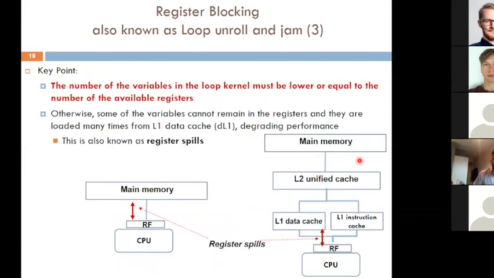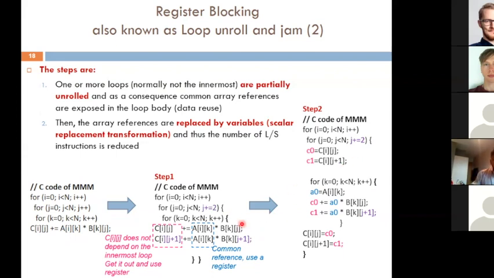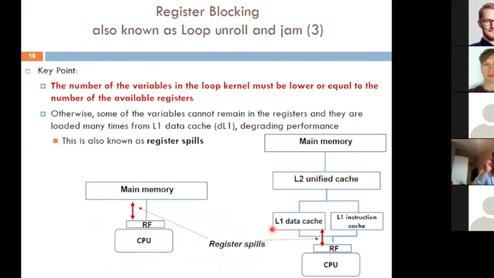Another key point I want to mention: we have used a factor of 2, but we could use a factor of 4, for example. But in this case, we are going to get more variables, and the register pressure is going to go high. That's why in this slide I'm highlighting that the number of variables in the loop kernel must be lower than or equal to the number of available registers. So we have to be very careful when we unroll the loop. We need to think of our registers and their size.